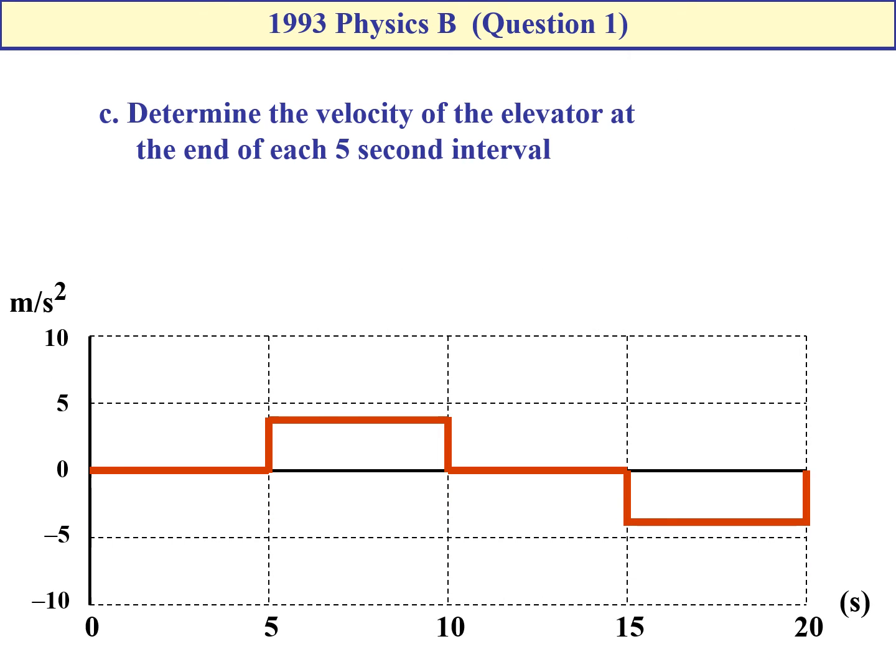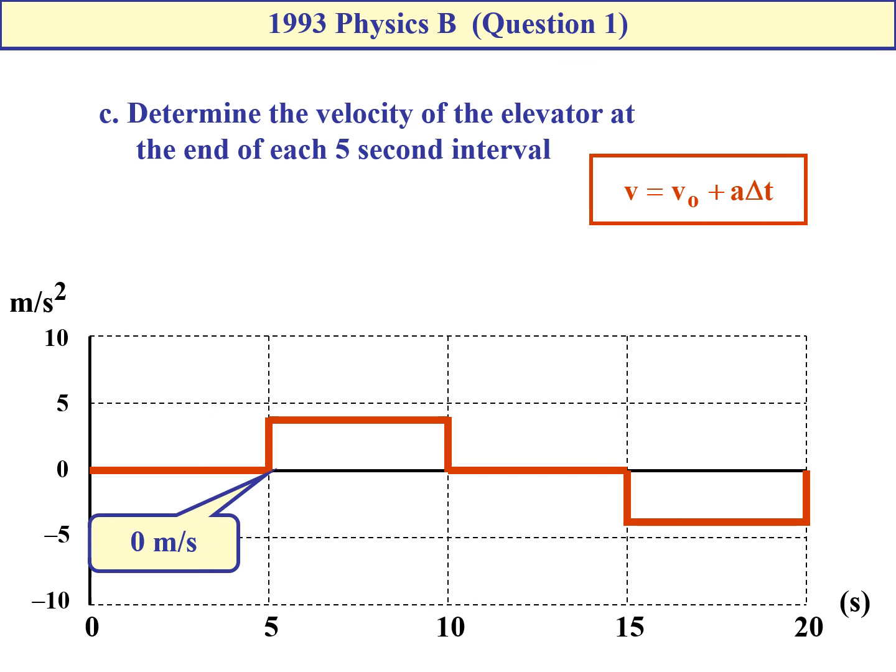The next thing we want to do is determine the velocity at each point. For the first point, we start at 0 velocity, and we have no acceleration, which means we're going to have 0 velocity at 5 seconds. So that brings us to this equation where final velocity equals initial velocity plus acceleration times time. We get 0 meters per second there.